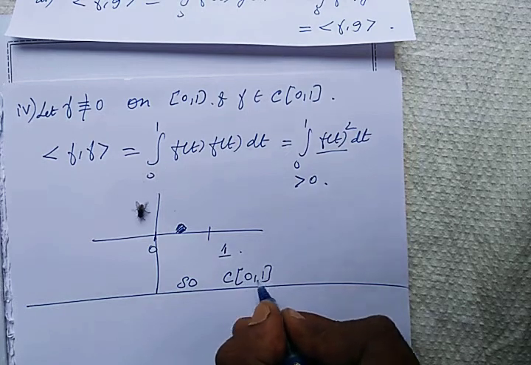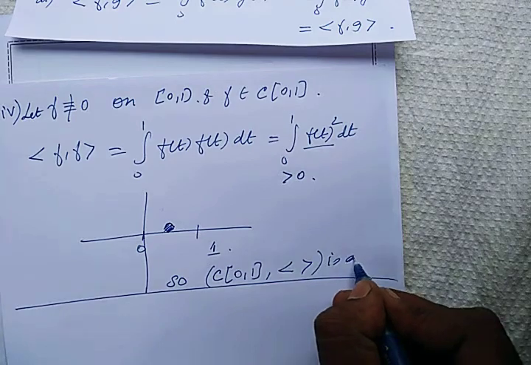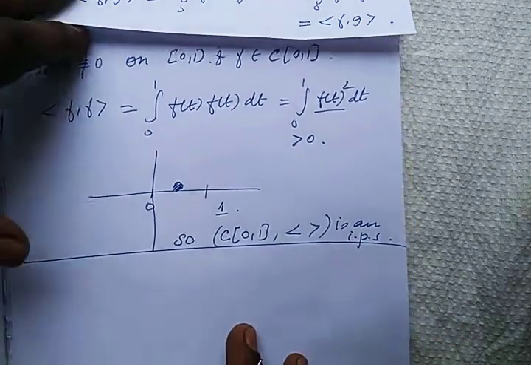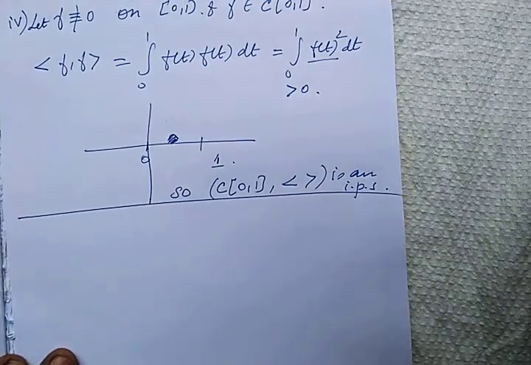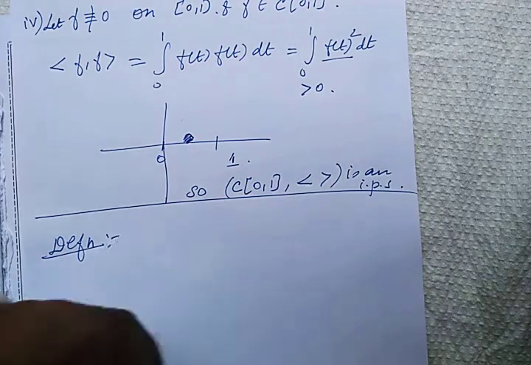this one together with this new inner product is an inner product space. Let us now see one more vector inner product space. Before that, a definition.